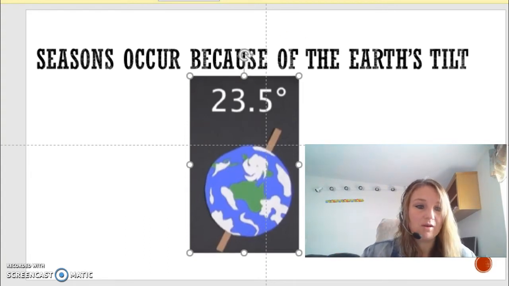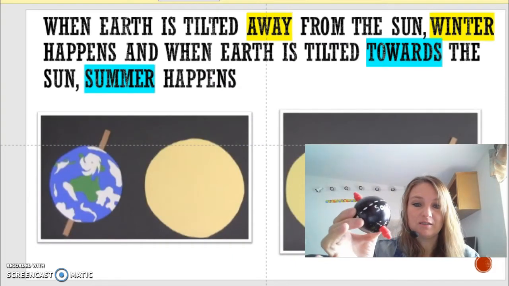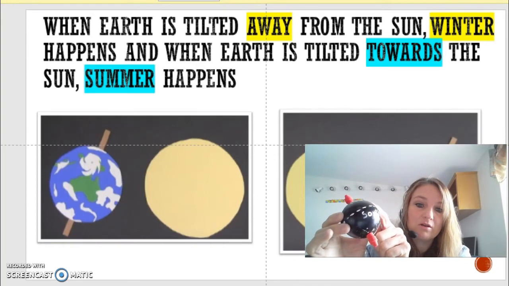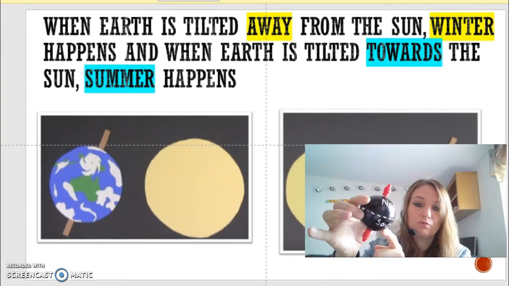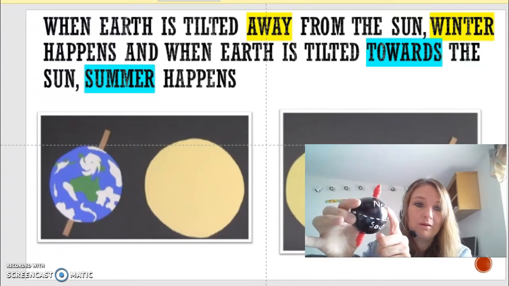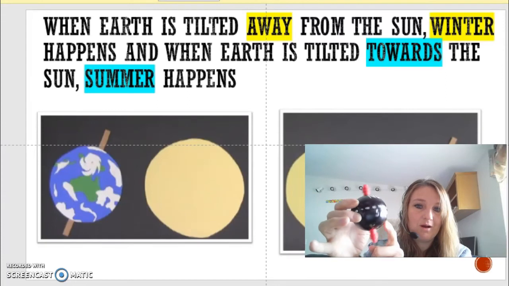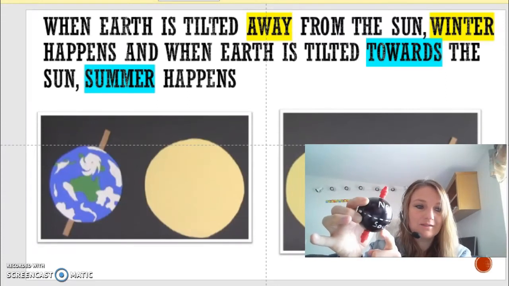So I want you guys to remember that when the Earth is tilted away from the sun, it's winter in the northern hemisphere, but it's going to be summer in the southern hemisphere. And when the Earth is tilted towards the sun, it's summer in the northern hemisphere and winter in the southern hemisphere. So away is winter and towards is summer.